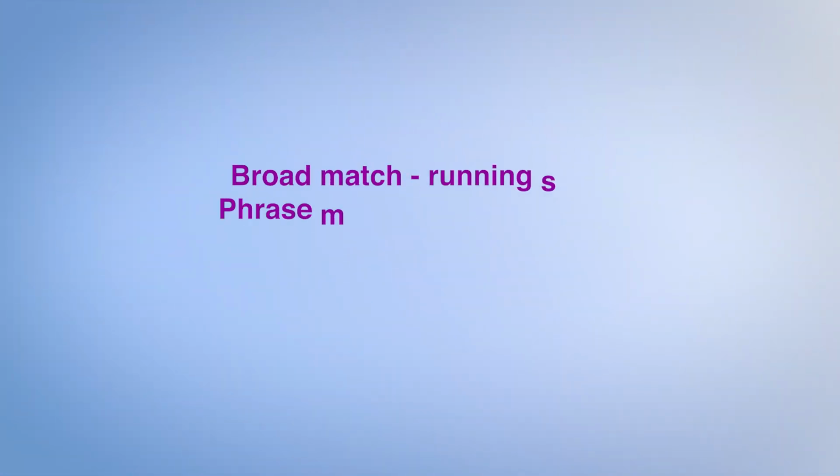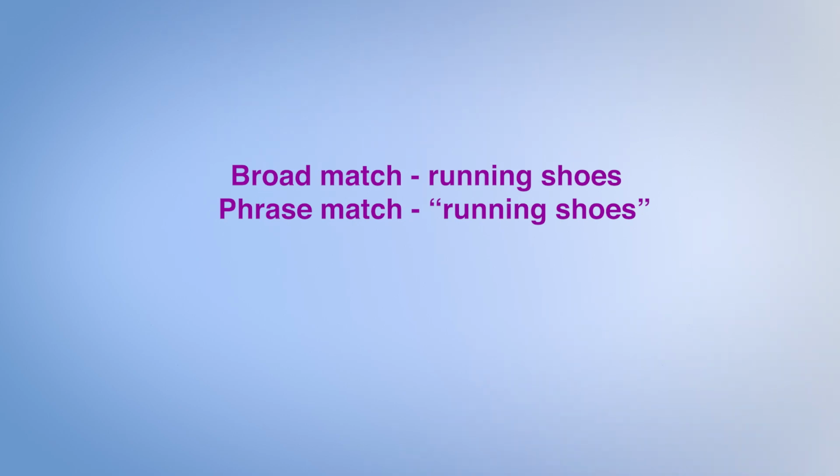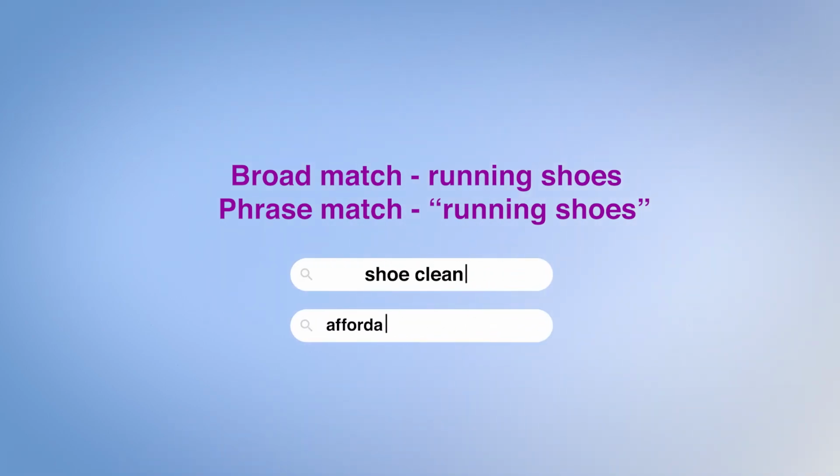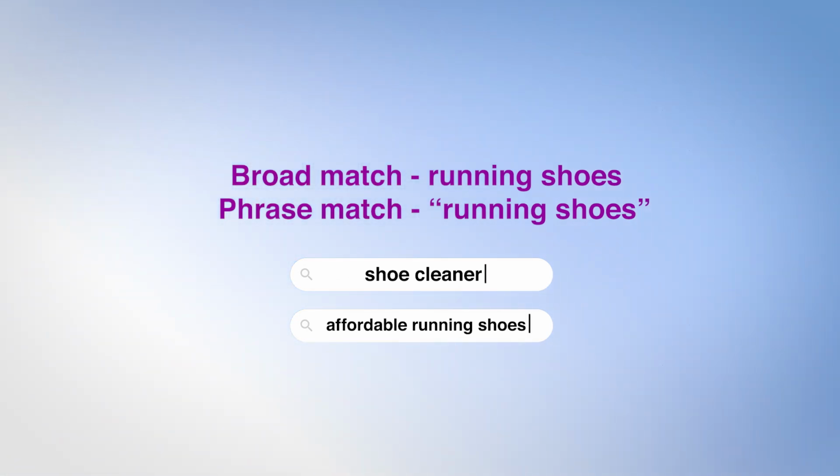Now, if I'm running broad match or phrase match, they have a lot more variance. So it can be someone looking for even shoe cleaner, something of that nature that can trigger our ad, because Google's deemed that this user has some level of intent for running shoes. And so just make sure when you're actually selecting your keywords that you're very aware of your match types.